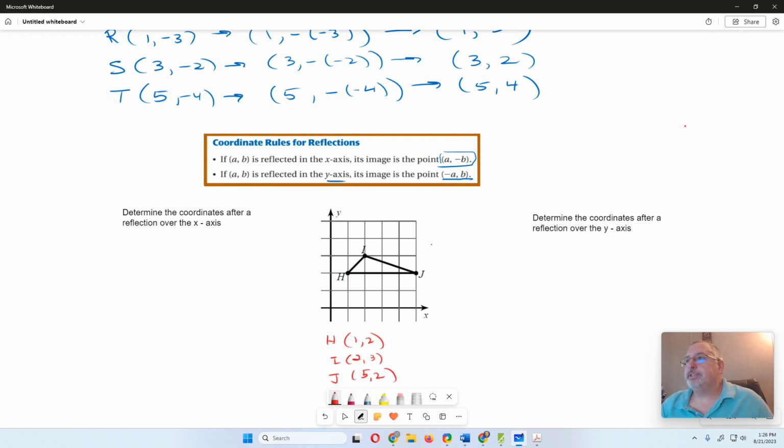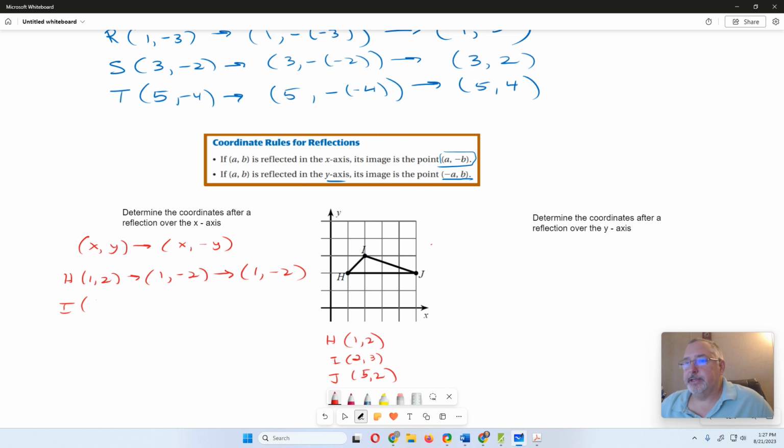And we'll apply those same rules. So first one will be (x, y). And our rule is that over the x-axis, we change the y coordinate. So we'll have (x, -y). We'll start with H at (1, 2). We'll apply our rule, which gives me 1 and the opposite of 2, and that's my final point, (1, -2).